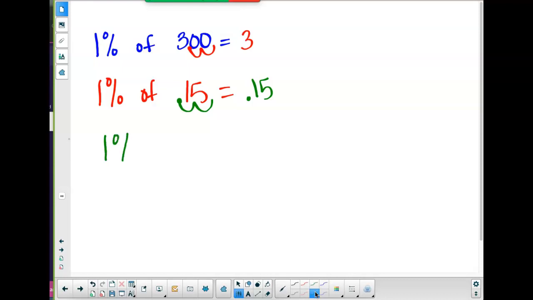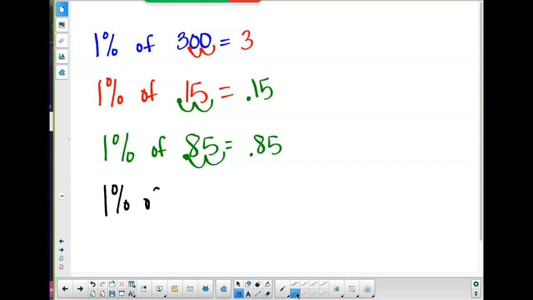How about 1% of 85? Lily: 0.85. I'm moving the decimal 2 places. How about 1% of 150? Caleb: 1.5. Move the decimal 2 places.